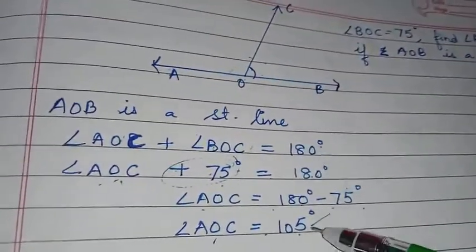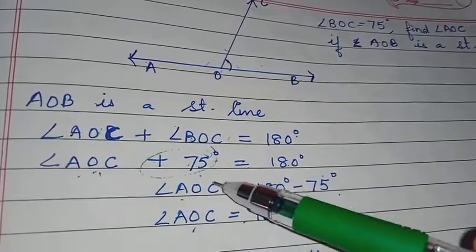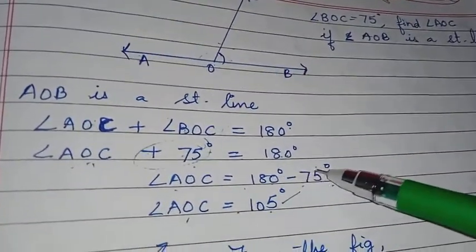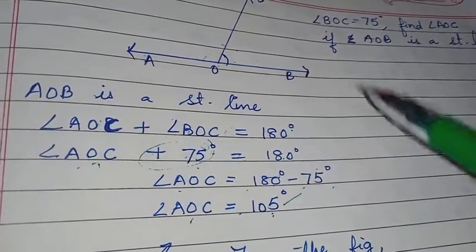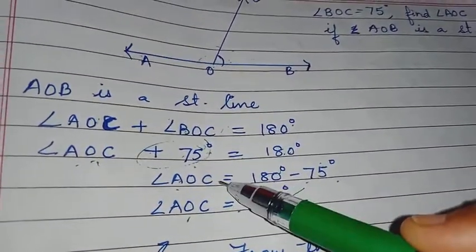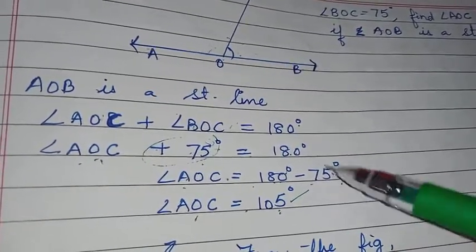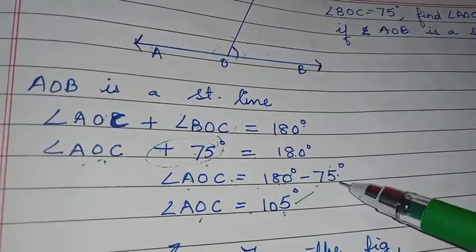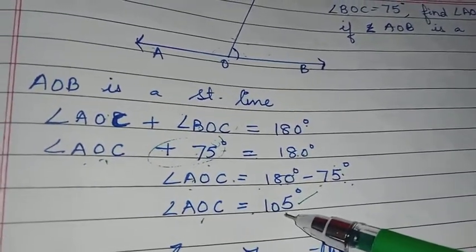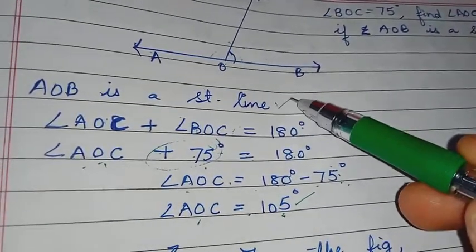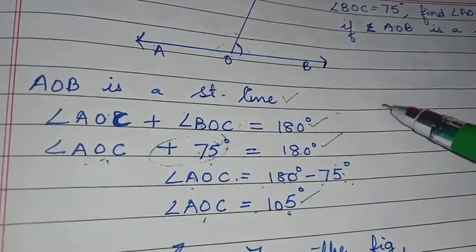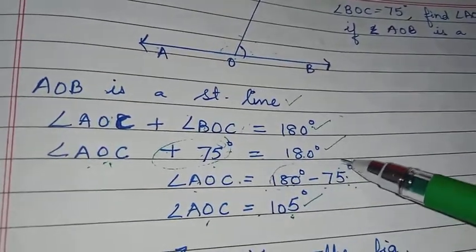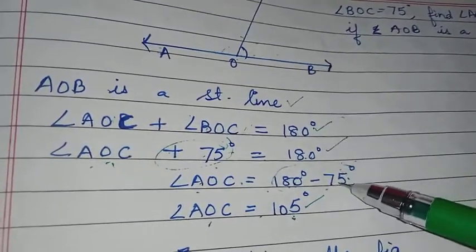These steps are very important. I have seen many students writing directly angle AOC is equal to 75 degrees minus 180 degrees, and the answer is 105. First of all, your steps are all wrong. Angle AOC is equal to 180 degrees minus 75 degrees. So 180 should be written first and then 75 degrees, and then the final answer. You people are skipping this step, this step, this step. Even if you skip those steps, it's all right. But please write this step correctly. It should not be 75 degrees minus 180. It should be 180 degrees minus 75 degrees.